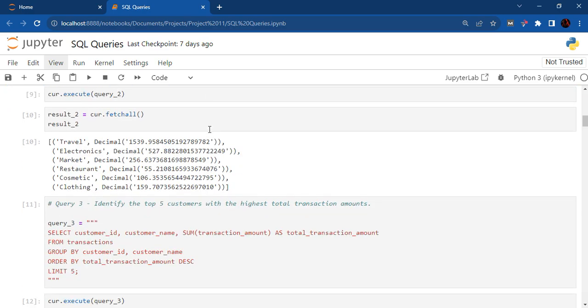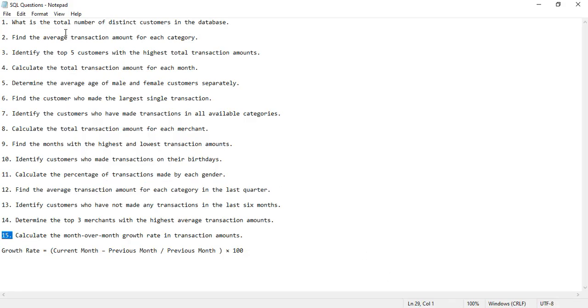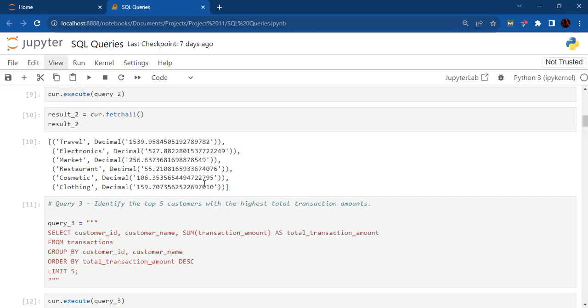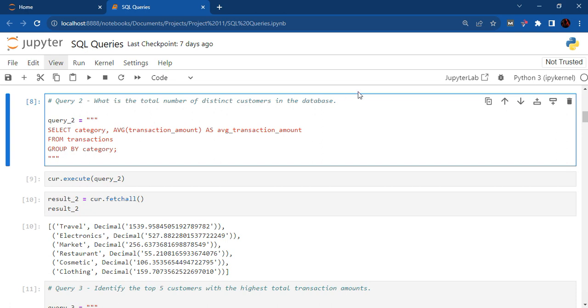Okay, sorry, I made a mistake over there. That's not the second query. The second query is to find the average. Sorry, it's to find the average transaction amount for each category.